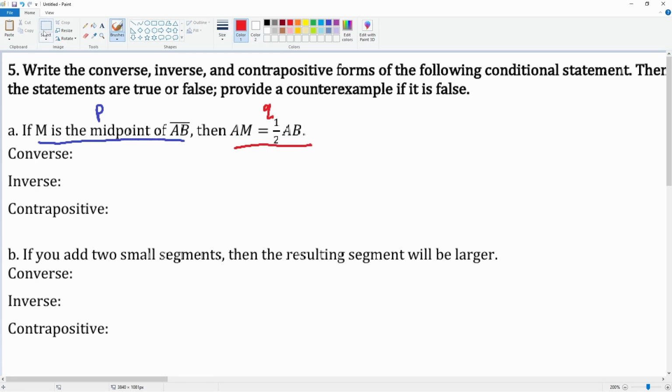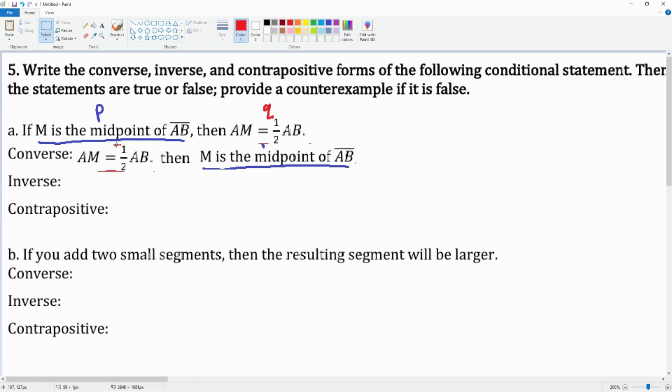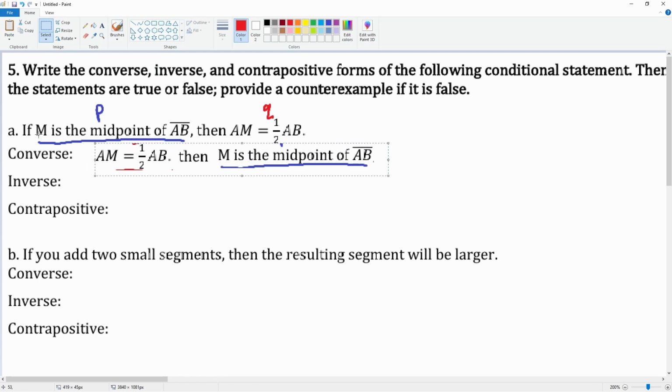The converse would just be the Q first, so I'm going to copy this. That's the converse. And then we can write then. And this is here. Oh, I forgot the if statement. So here's if. Okay. That would be the converse. You flip the Q and the P.